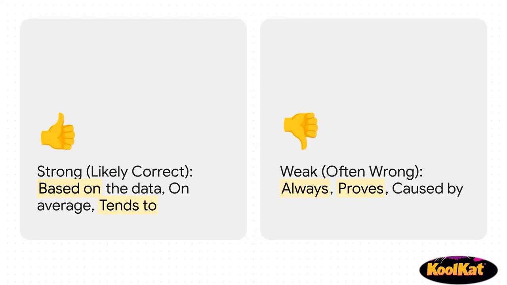You know, the language an answer uses can be a massive giveaway. Good, strong answers often sound a little cautious. They'll use phrases like, based on the data, or tends to. On the other hand, weak, tricky answers love extreme words like always, proves, or caused by. Remember, in science, being precise is good, being absolutely certain is suspicious.